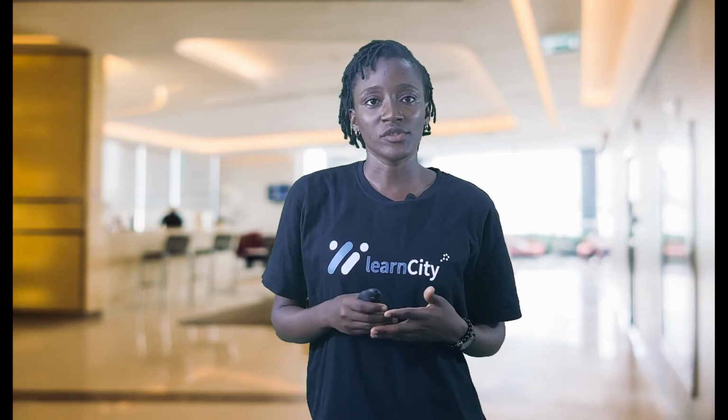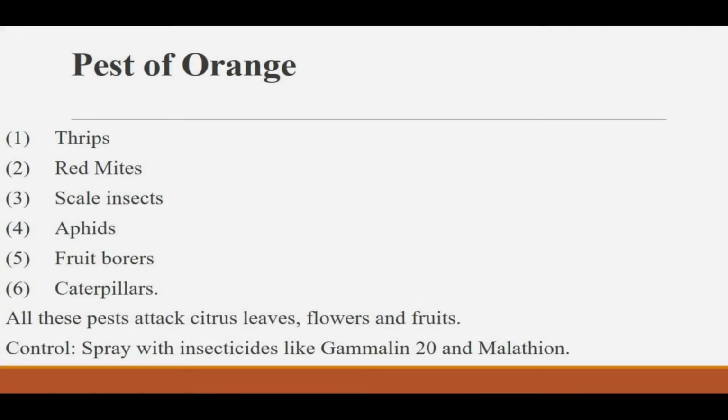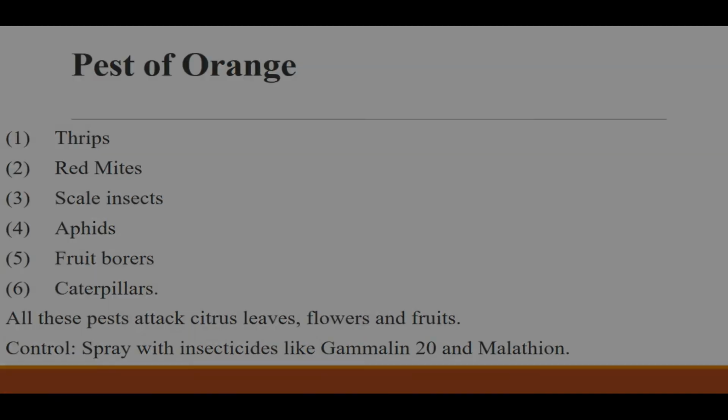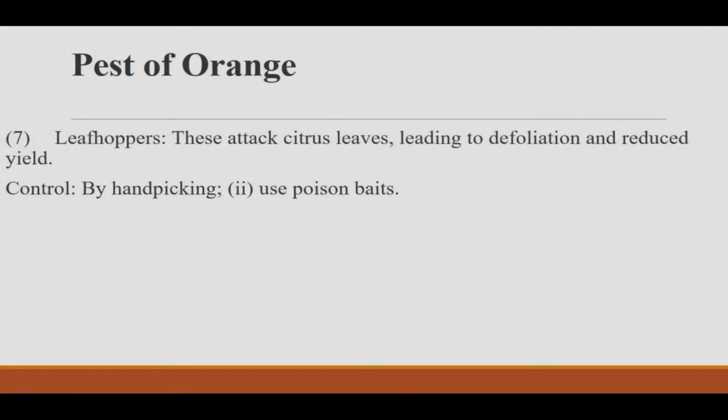Pests of orange. We have the red mite, we have the scale insect, we have the aphids, we have the fruit borers, we have the caterpillars, and all these pests attack the citrus leaves, flowers, and fruits. And how do we control them? We spray them with insecticide like Gammalin 20. We also have the leaf hoppers. These attack the citrus leaves, leading to deformation and reduced yield.